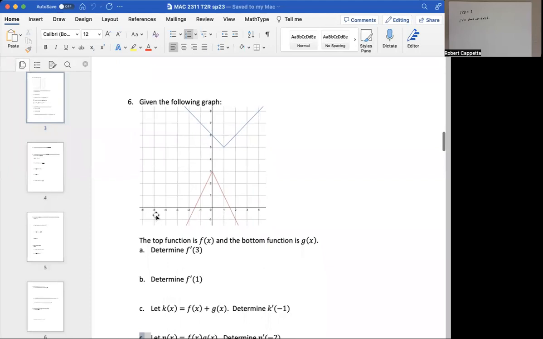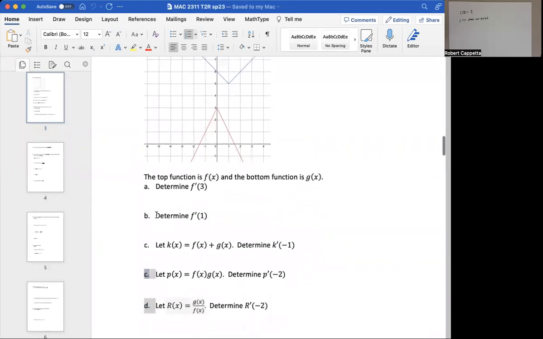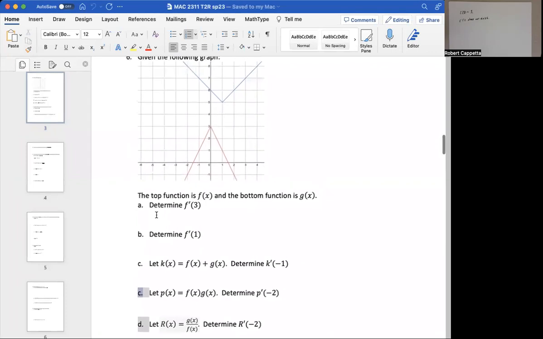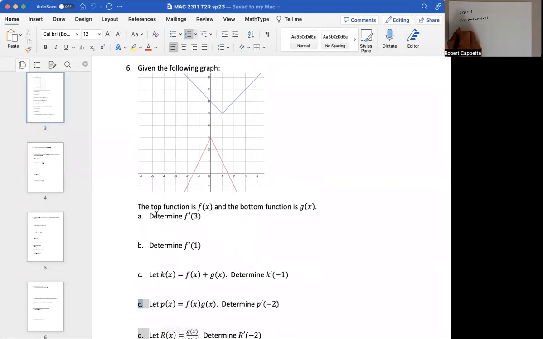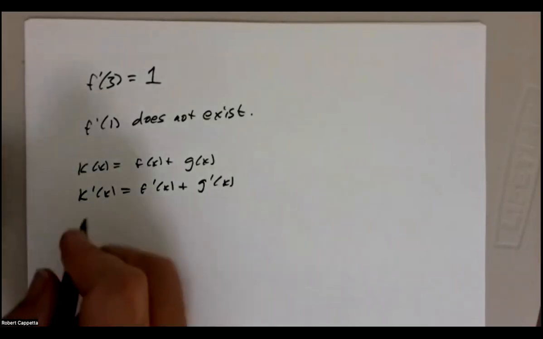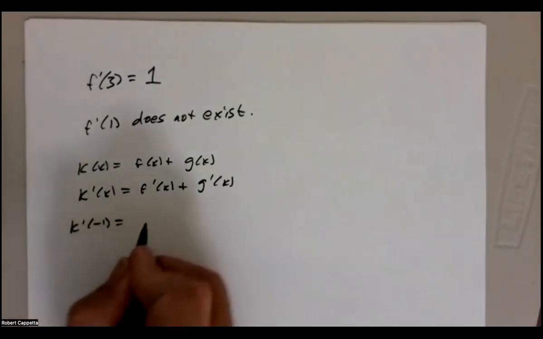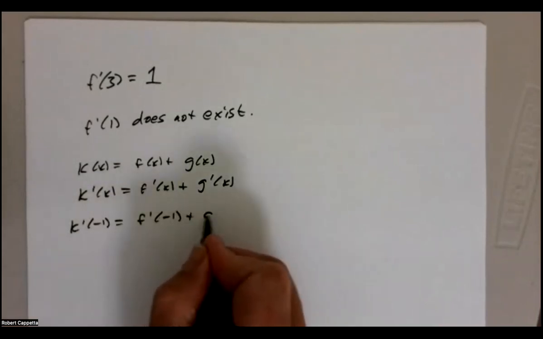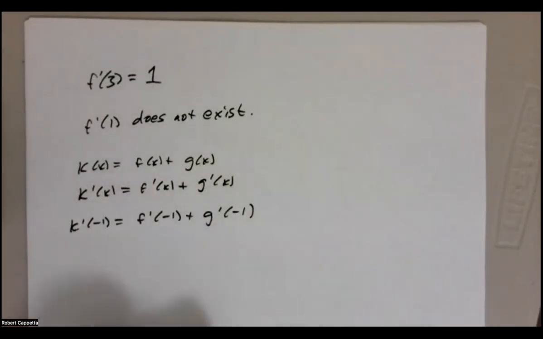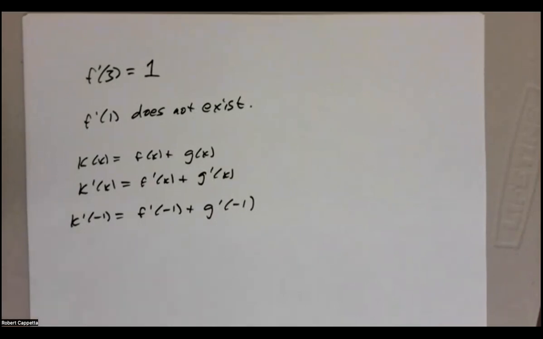Let K of x be F of x plus G of x. We want K prime of -1. Okay, let's look at that. K of x is F of x plus G of x. So K prime of x, the derivative of the first piece, F prime of x. The derivative of the second piece, G prime of x. We want K prime of -1. So K prime of -1 would be F prime of -1 plus G prime of -1.